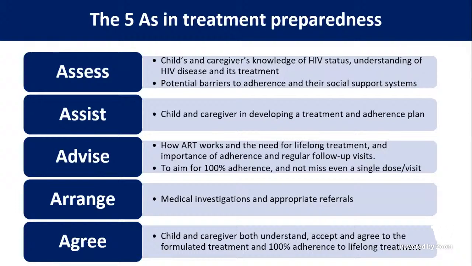It's very important to know the barriers and how to overcome the barriers. You have to take the help of them. You cannot remove the barriers from this side. So you have to take their opinion on how to break the barriers to increase the adherence. Then assist the child and caregiver in an independent treatment and adherence plan. So you can assist them on how to increase the adherence.